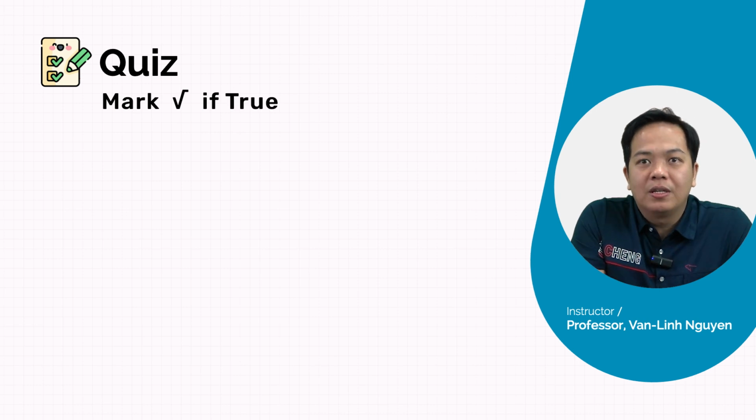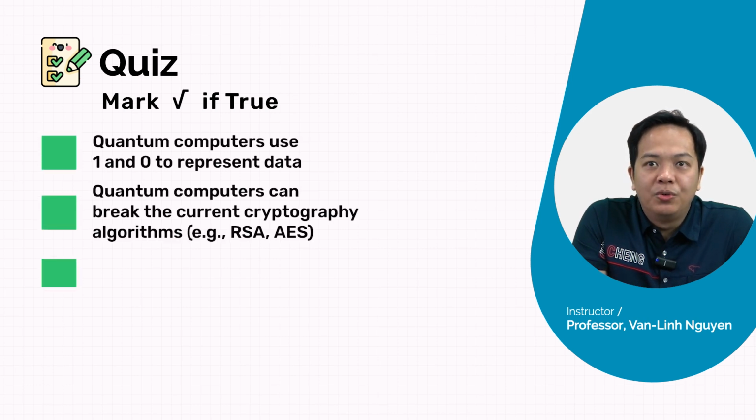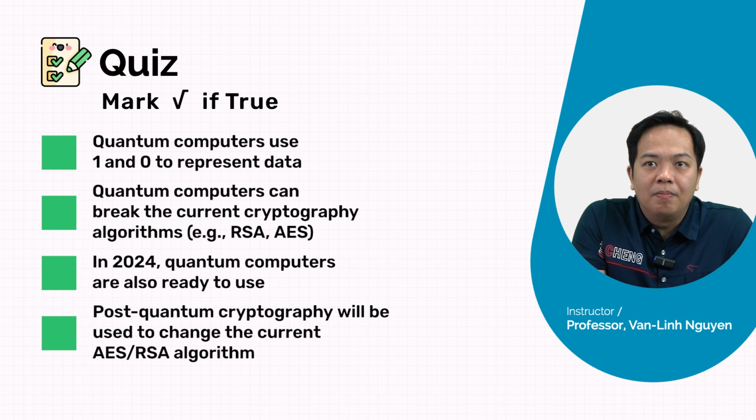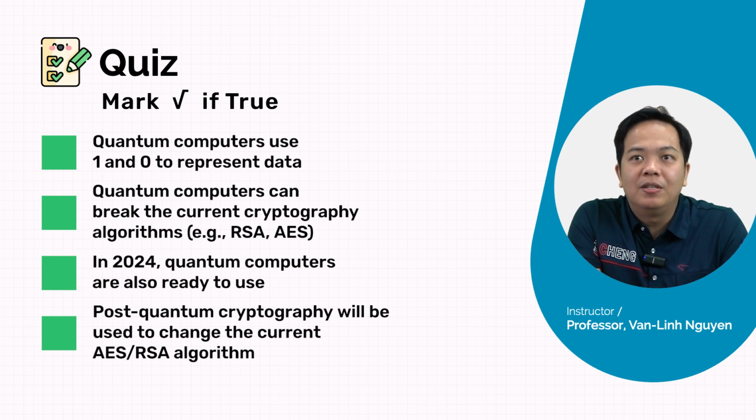And okay, so the quiz. Over here we have several questions, and some are correct and some are not true. Quantum computers use bit 1 or 0 to represent data, is that correct? Or, quantum computers can break the current cryptography. Or, in 2024 the quantum computer is ready to use. Or, post-quantum cryptography will be used to change the current encryption algorithm. So which one is true? Maybe you can select first after you hear everything and see which one is correct.